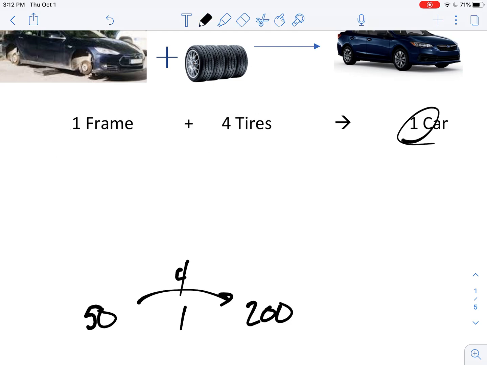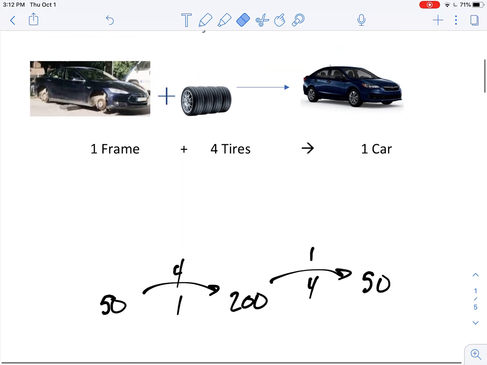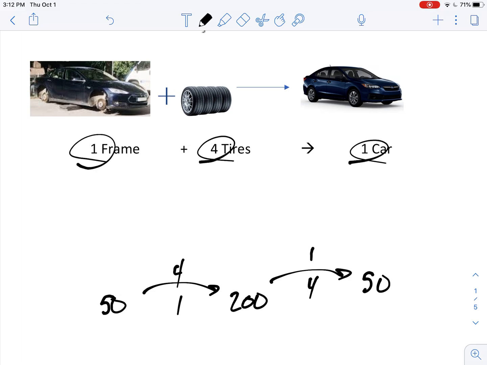Now, we've completely ignored the cars, but the cars are pretty obvious at that point, because if I have 200 tires, then I'm going to go here by a 1-to-4 ratio, and yeah, I can make 50 cars. Or I could start here at 50 frames and go over here by a 1-to-1 ratio. Oh yeah, I'm going to make 1 car for every 1 frame that I have. So if you want to start putting things together to figure out how many of the other one you need, all you've got to do is look at these mole ratios from your balanced equation, right?